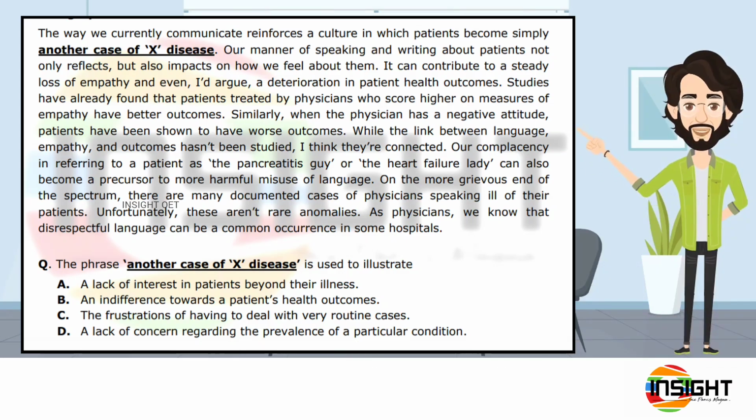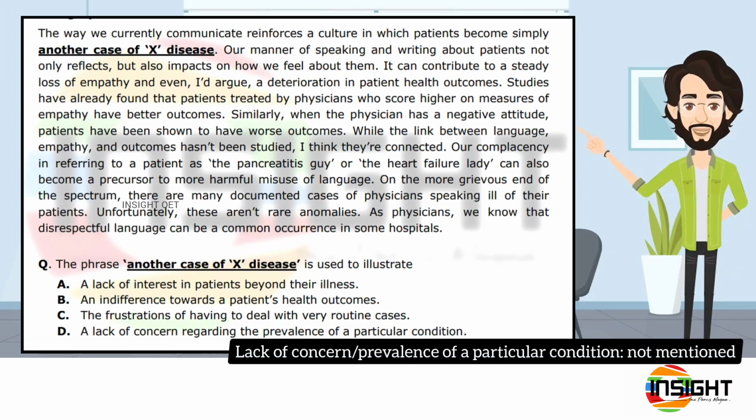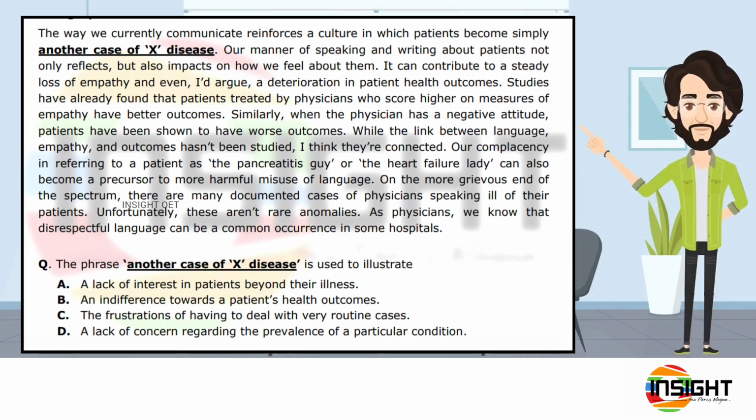Finally, option D says, a lack of concern regarding the prevalence of a particular condition. Again, prevalence of any specific condition is not illustrated in the paragraph. So options B, C, and D can be eliminated. And option A is the answer.